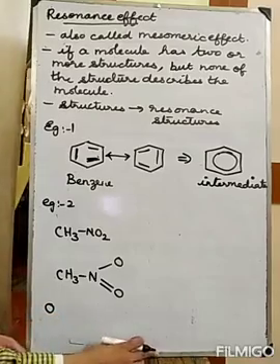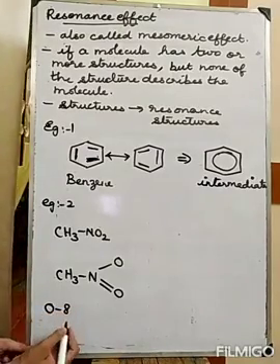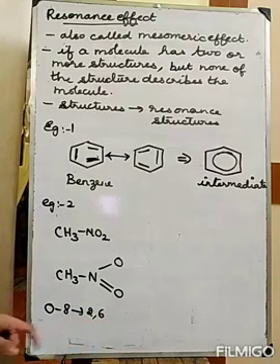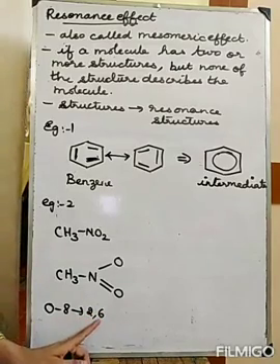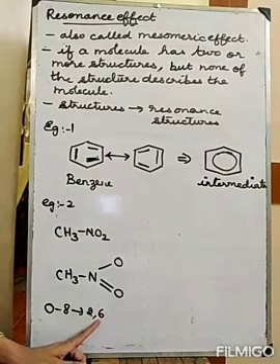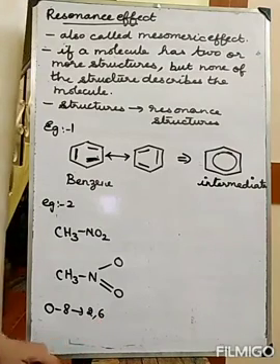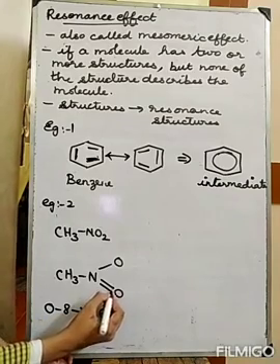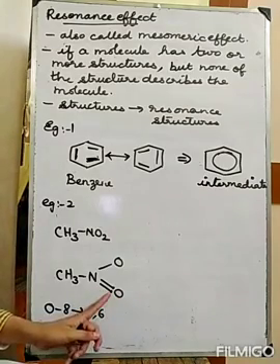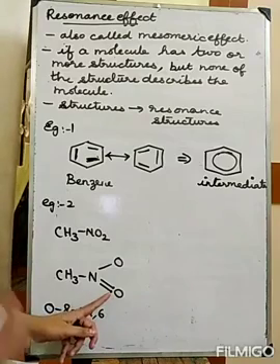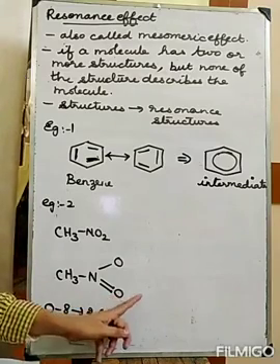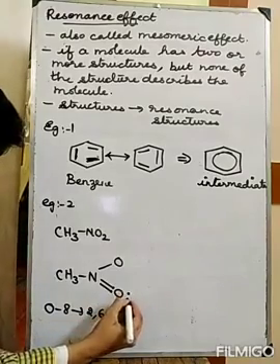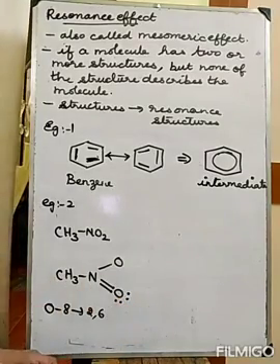Oxygen. What is the atomic number for oxygen? 8. So 8 means it will be arranged as 2, 6. So how many electrons will be there in the last shell? 6 electrons will be present in the last shell. Okay. So out of the 6 electrons, 2 electrons is present here for bonding. So remaining how many unbonded electrons are there? 4 unbonded electrons. So I am representing it in the form of a dot.